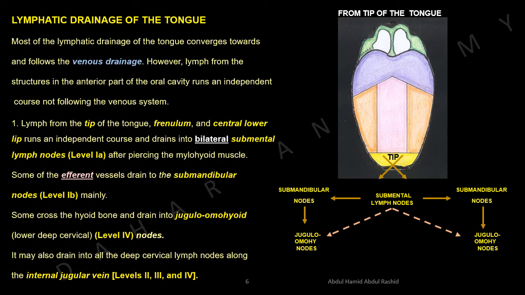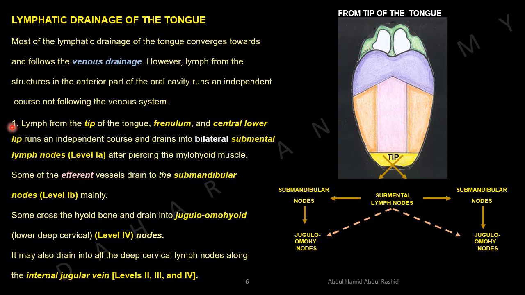Lymphatic drainage of the tongue. Although the tongue is a small structure, it has many parts. Lymphatic drainage of one part of the tongue is not the same as that of another part. Most of the lymphatic drainage of the tongue converges towards and follows the venous drainage. However, lymph from the structures in the anterior part of the oral cavity runs an independent course, not following the venous system.